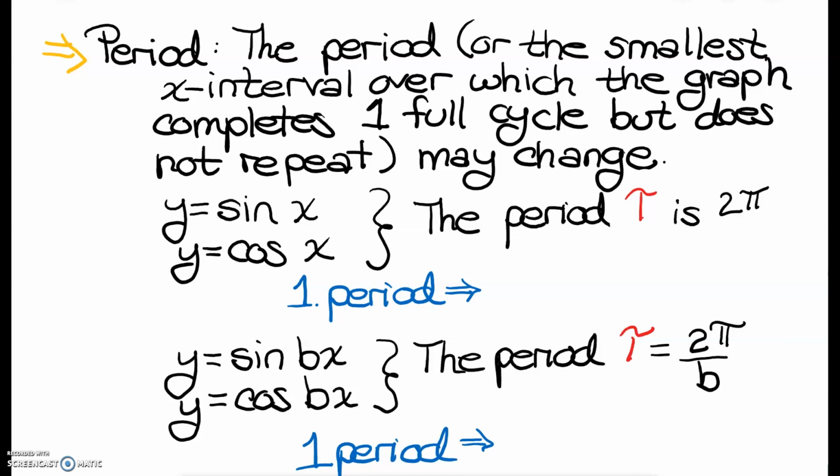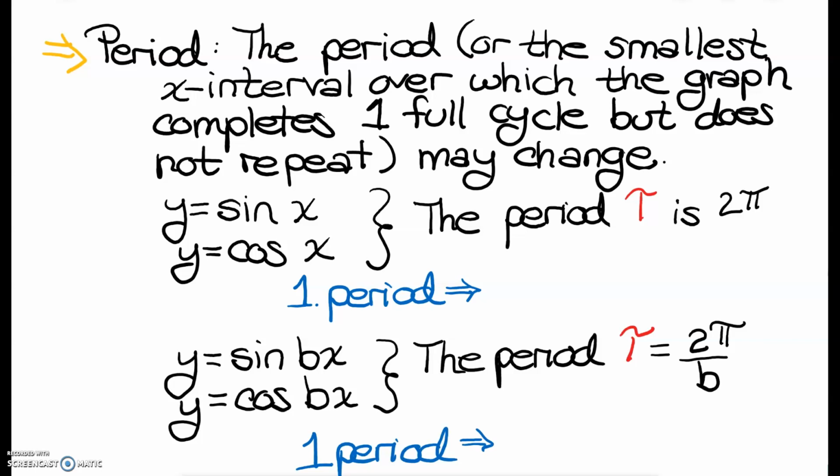In this video, we're going to talk about the period of a sine and cosine function and how that can change given a certain equation. So the period of a sine or cosine function we've already defined, and that's the smallest x interval over which the graph completes one full cycle but does not repeat. And this period may change depending on the equation.